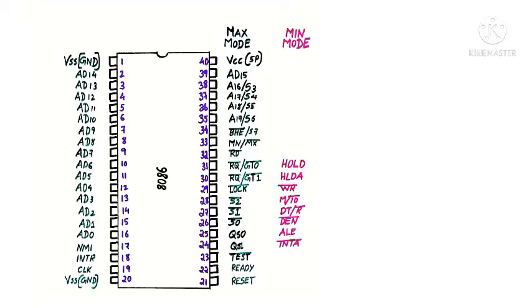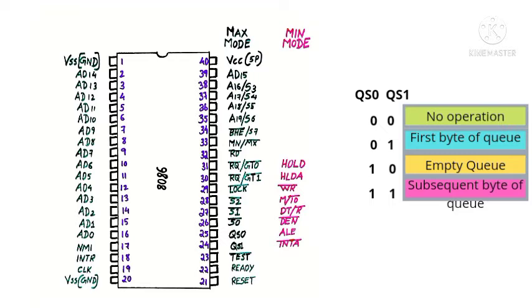Then the maximum mode signals, pin number 24 and 25, are connected with QS1 and QS0. These both signals are used to indicate the status of the queue. If the value of QS0 and QS1 is 0, 0, no operation will be performed. If the value is 0, 1, the first byte of the instruction queue will be transferred. If the value is 1, 0, it will empty the queue. And if the value is 1, 1, the subsequent byte of the instruction queue will be transferred.